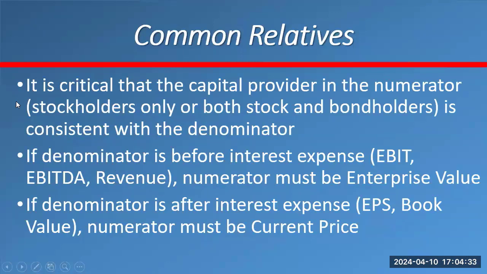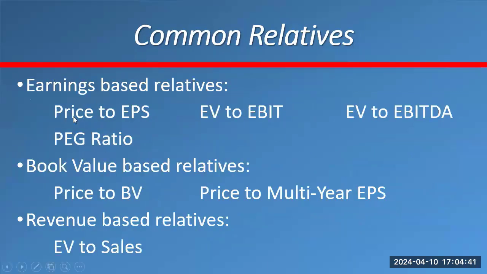So it's critical you line up the capital provider with the ratio. When do you use stock value? When do you use enterprise value? So the earnings base: price to earnings, EV to EBITDA and EBIT. And then the PEG ratio, I count that as one as well. We talked about the PEG ratio last class. That's the PE ratio divided by growth.